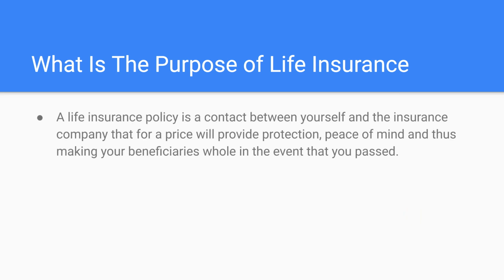A life insurance policy is a contract between yourself and an insurance company that, for a price, will provide protection, peace of mind, and thus make your beneficiaries whole in the event that you pass. That's the most general definition for a life insurance. So obviously you're paying money so that if something happens, your family's going to be made whole, that your family's not going to be in the streets, that they're going to be able to pay their mortgage, your kids are going to go to college, etc. But it's a contract between you and an insurance company.